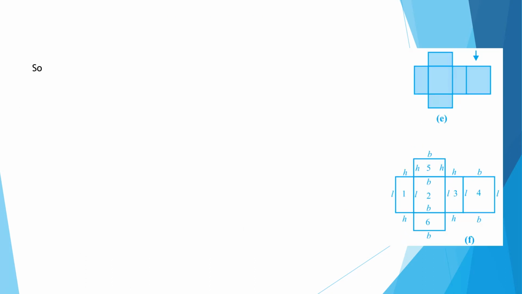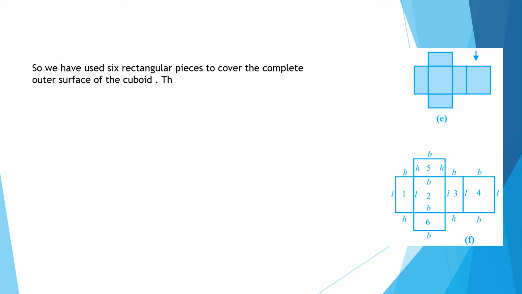After this we will get figure E. Now we have used 6 rectangular pieces to cover. If you count them, 1, 2, 3, 4, 5 and 6, they completely cover the outer surface of the cuboid.